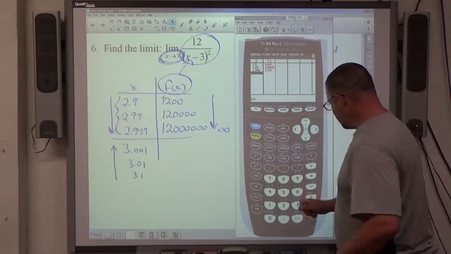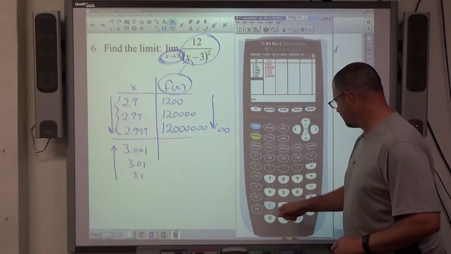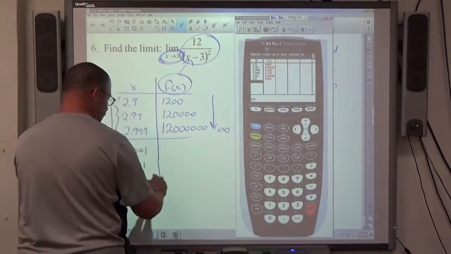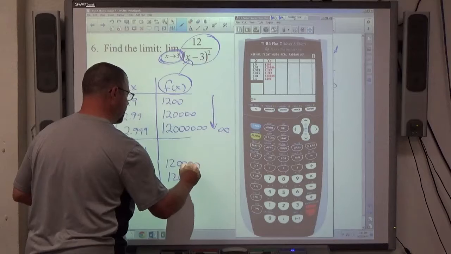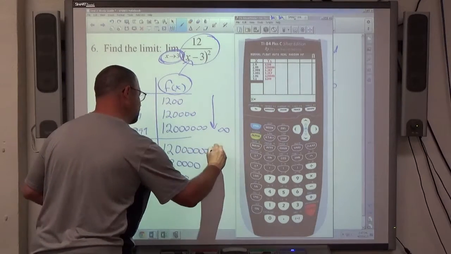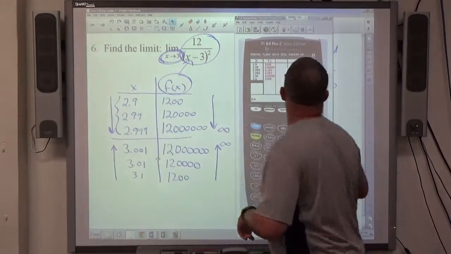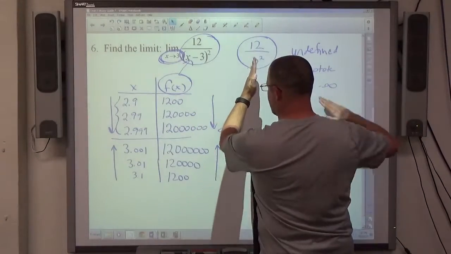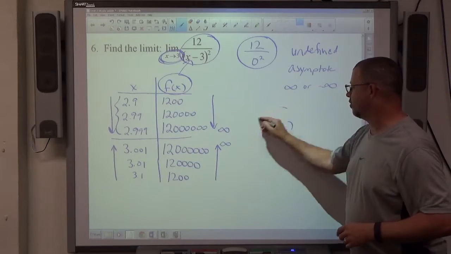If I pick my other numbers, 3.001, 3.01, and 3.1, we're getting the same results. So this 3.1 is the furthest away from 1200. Getting a little closer, I get 120,000. Getting a little closer, I get 12 million. So as I'm approaching from the right-hand side, my outcomes are also increasing without bound. So both sides, the left-hand side is going straight up, the right-hand side is going straight up. They're both going to the same infinity, so infinity is the solution.